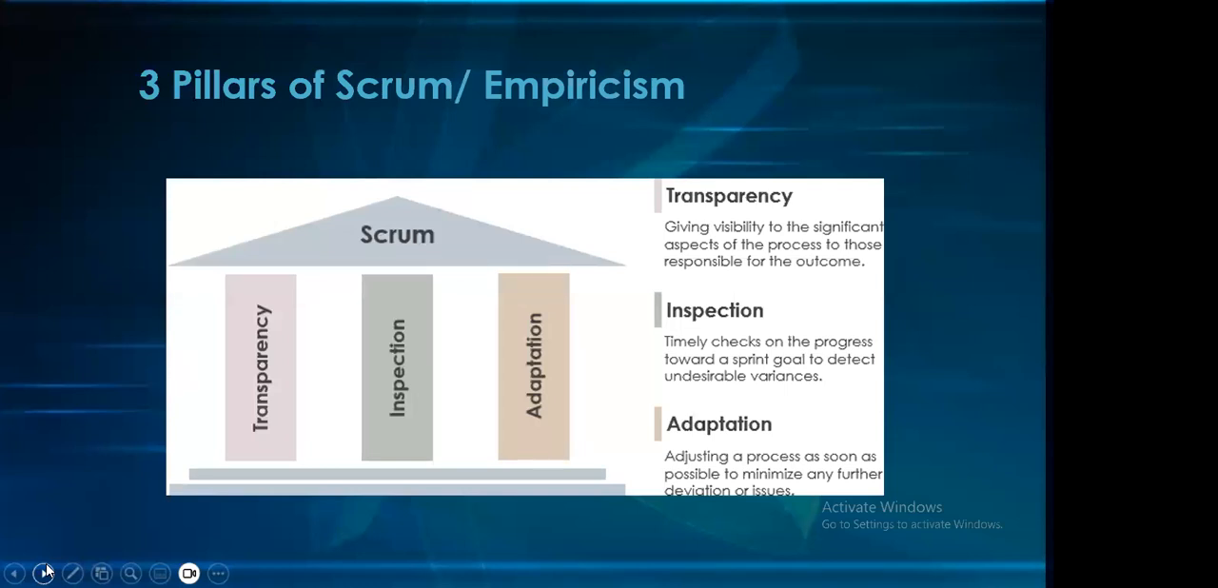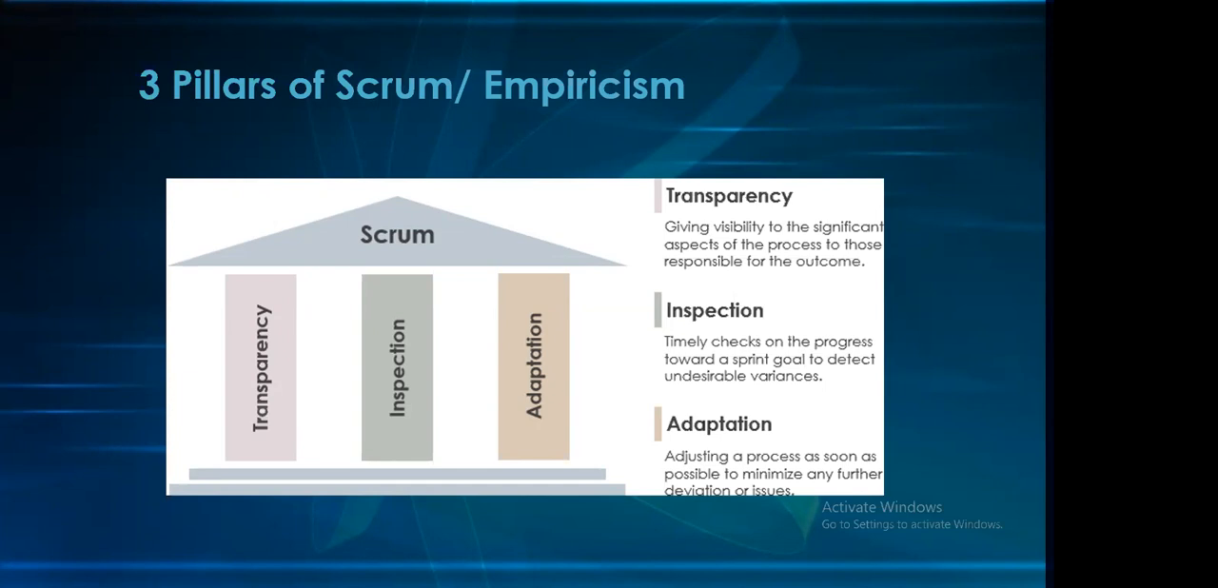So it's clear visibility. It's giving visibility of the significant aspects of the project to those responsible for the outcome. So who are the people responsible for the outcome? All the stakeholders. And guess what? You are a stakeholder. Everyone in your team is a stakeholder. The whole development team, which we refer to as developers now, they are all stakeholders. Everybody involved in this project, even the sponsor, the customers and co, they are all stakeholders. Everybody has to have not a bit, but full transparency in whatever we do.